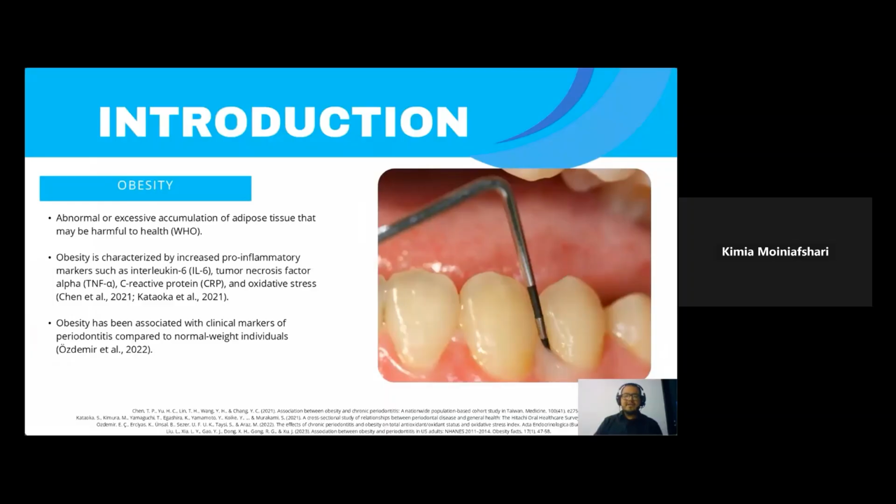Obesity is defined as an excessive accumulation of body fat that can be harmful to health. It is characterized by elevated levels of inflammatory molecules such as interleukin-6, tumor necrosis factor alpha, and C-reactive protein. These molecules not only affect metabolism but may also intensify the inflammatory response in periodontal tissues.